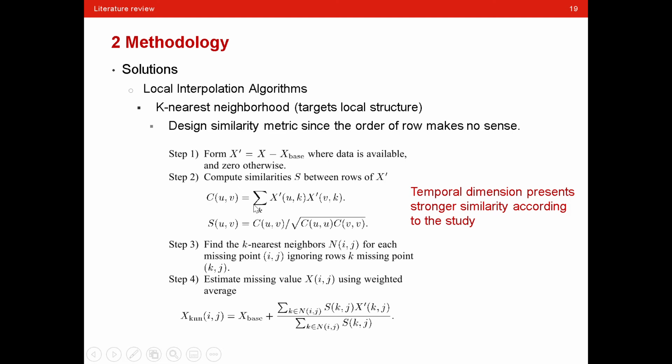They use the dot product for calculating the similarity, which considers the temporal evolution of each OD pair, and then they estimate the missing value using the average. Which means that for each entry they use the top k closest rows to interpolate the missing value.